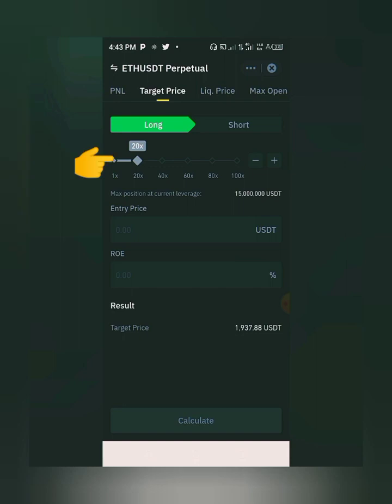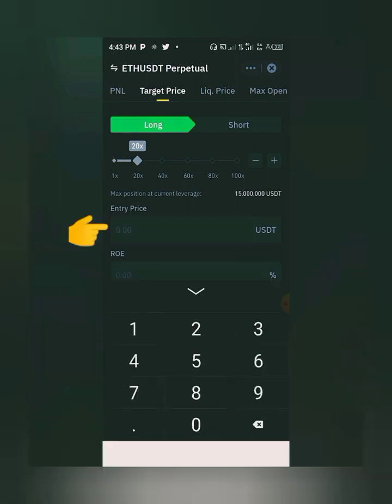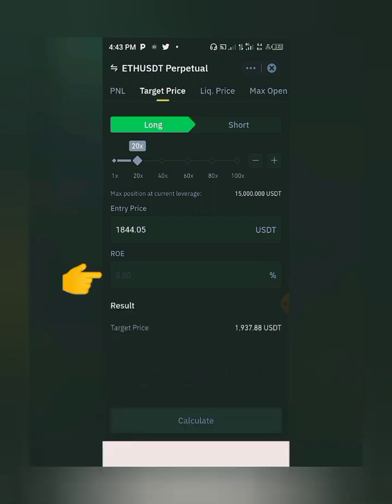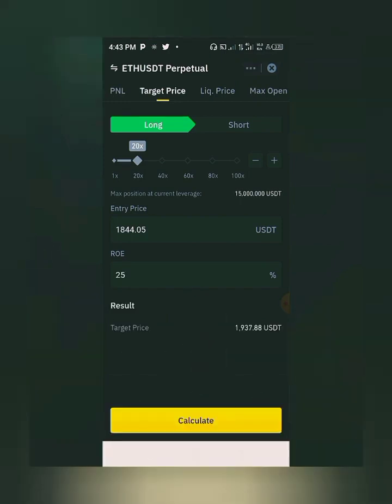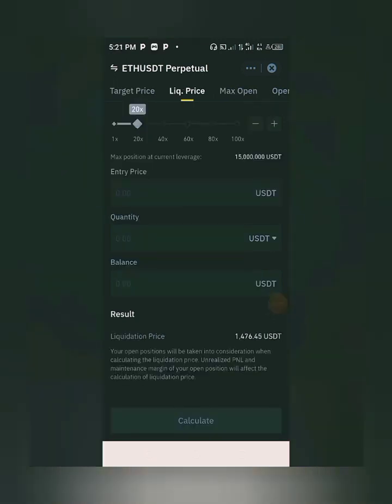Just select your leverage, then enter your price here. Let me choose a price right here. Then enter the particular percentage that you have in mind. Let me just pick 25%. Then you click on calculate. Once you click on calculate, as you can see here, you will have the target price. This is the price at which you can take your profit or exit the market. I hope you understand.